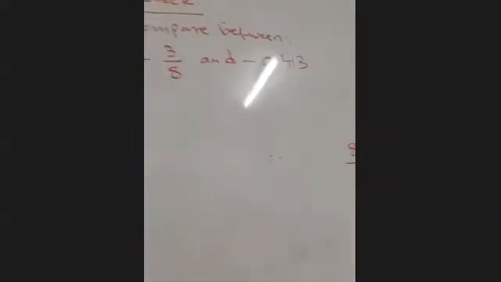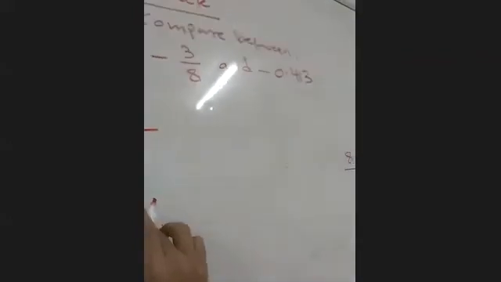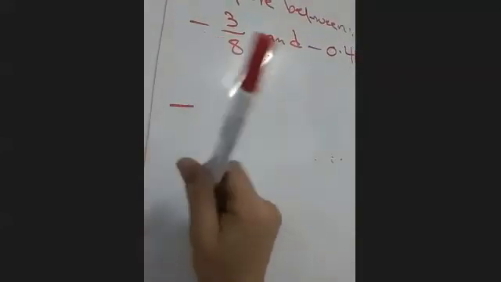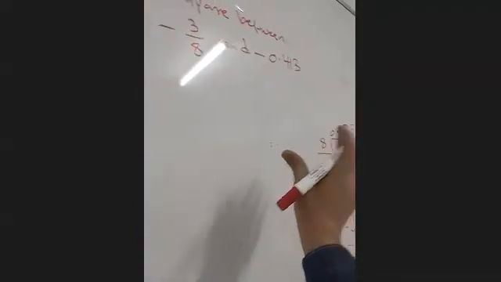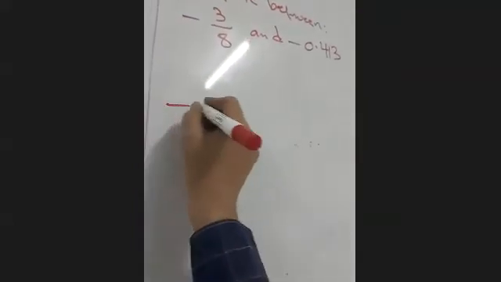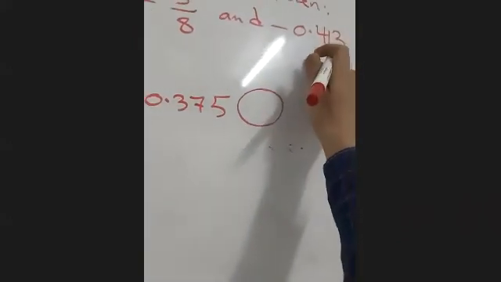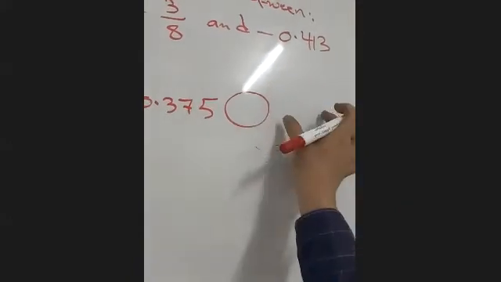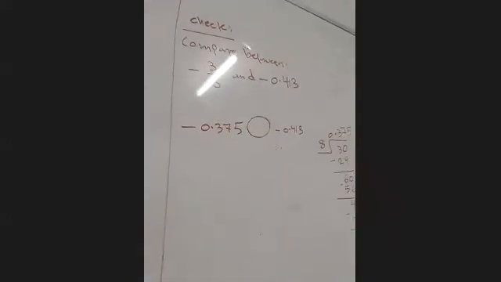Let's go back to our question now. What are the two numbers now? Negative 0.375. Do not forget the negative, guys. Do not forget it, because if you don't put the negative, this will be a positive value. The question wants it to be negative. So it is negative 0.375 compared with the second number, which is already a decimal. Just put it here.